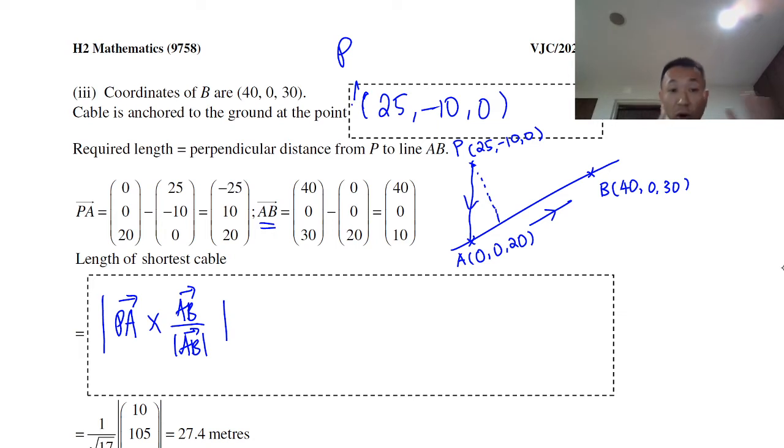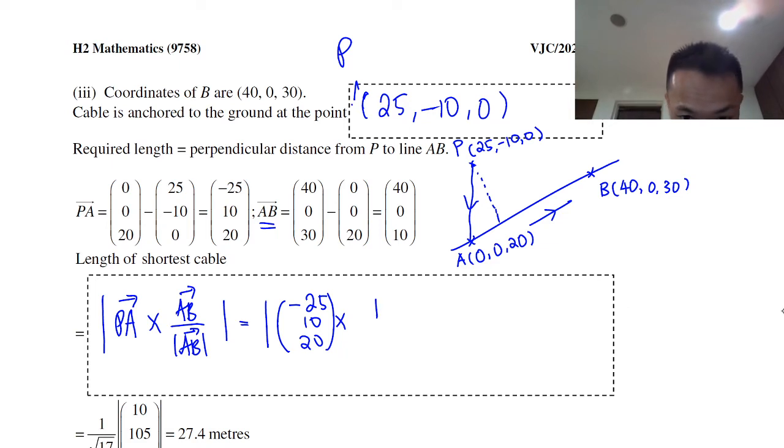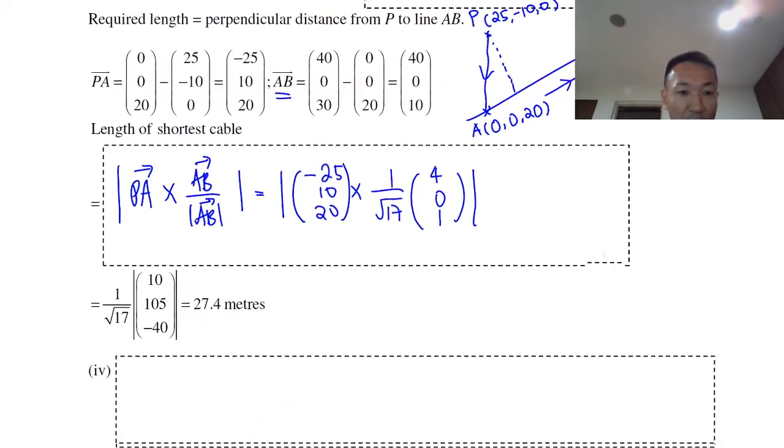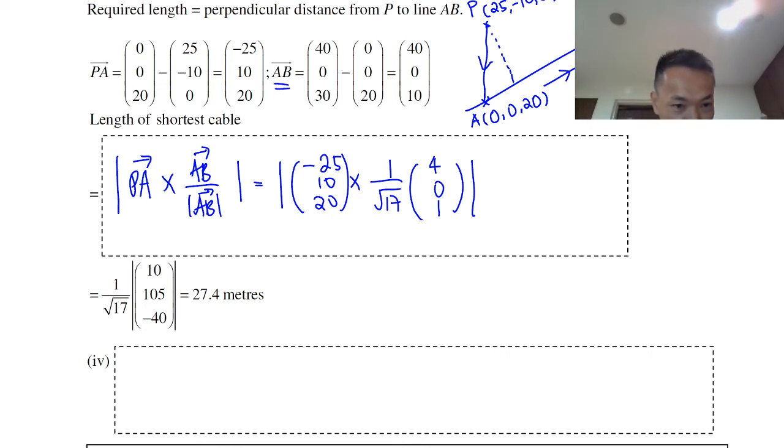Recall this formula. If you don't recall, then I cannot help you. So this is minus 25, 10, 20, cross the unit vector of AB, 1 over root 17, 4, 0, 1. Of course, you could have used 40, 0, 10, but it's the same. You can use 4, 0, 1. Then you do the cross product, and we're done. Then you get 27.4.